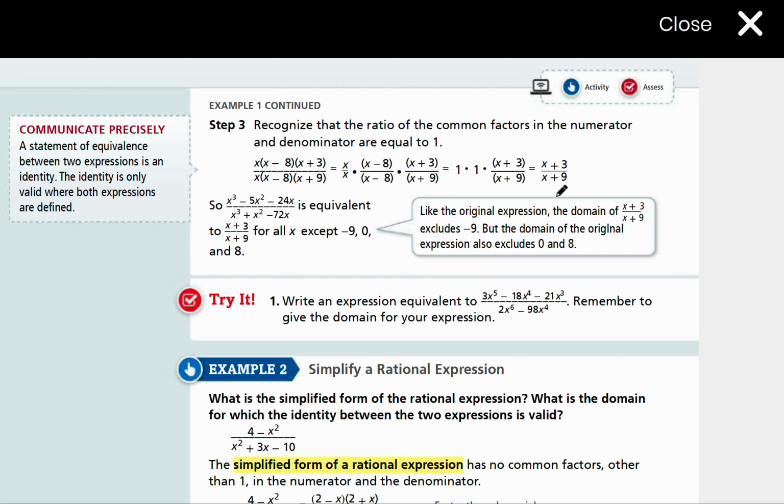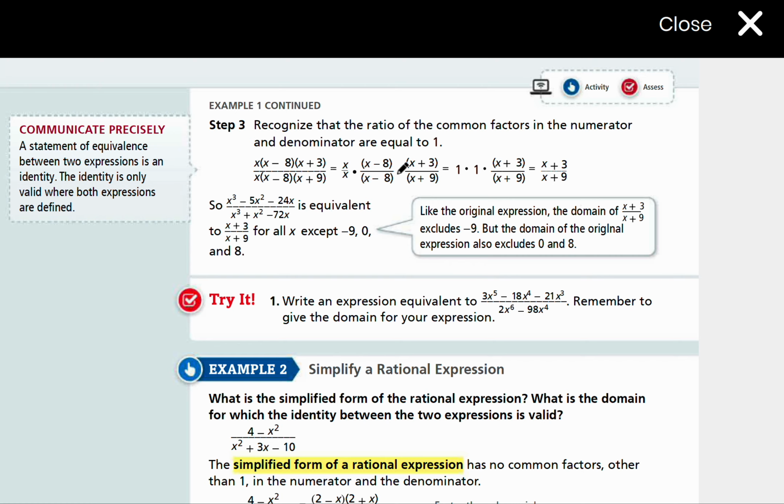So expression-wise, they are equivalent, but the domain may be different. So for rational expressions, you have to be careful with the domain because the restrictions are going to be eliminated when you simplify and cancel them out like this. Okay, so let's look at try number 1.